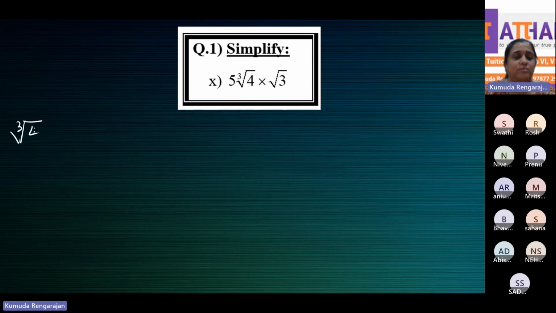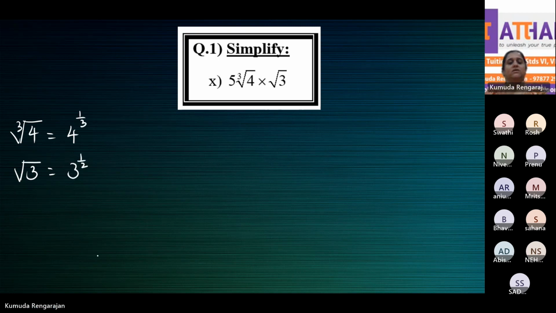So cube root of 4 and square root of 3 is equal to 4 to the power 1 by 3 and 3 raised to the power 1 by 2. Now, what are the denominators in the two expressions? 3 and 2, in the fractions. What is the LCM of 3 and 2? 6. So how will 3 become 6? You can do this in the next step actually.